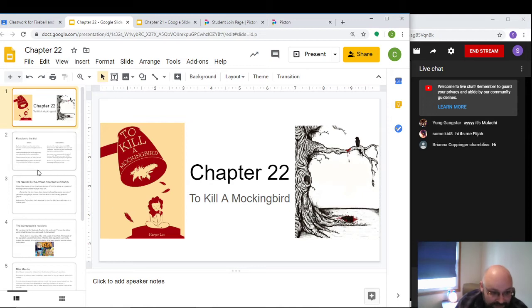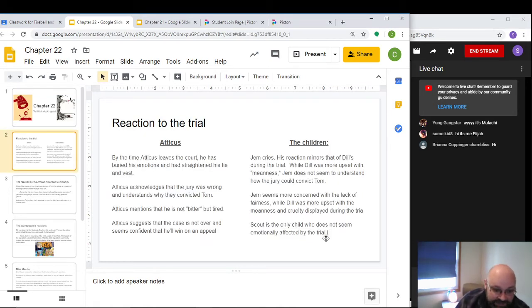So immediately after the trial, Atticus and Jem have a conversation. By the time he leaves the courtroom, Atticus seems as though he's buried his feelings. He's straightened up his clothes, he's tightened his tie, and he's basically buried it by that point. So when Jem starts crying, Atticus has already buried that, and he even makes mention of the fact that things have been unfair for a long time. They're probably going to continue to be unfair. We can try to change those things, but only children cry over these types of things.